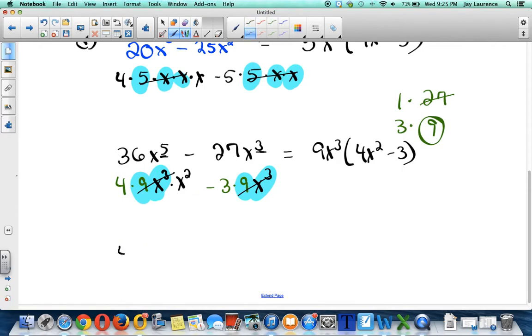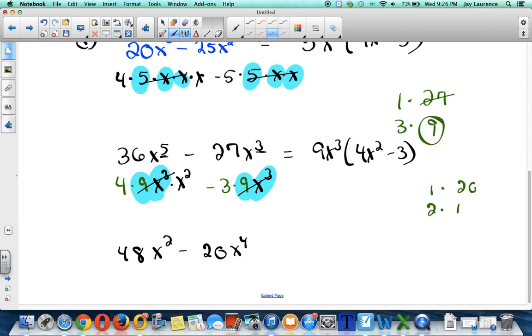Let's go with 48x squared minus, let's go with 20x to the 4th. Okay, so looking for the greatest common factor of 48 and 20. Well, I'm going to list the factors of 20.